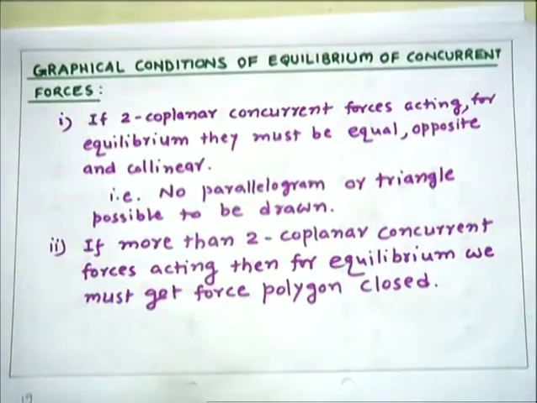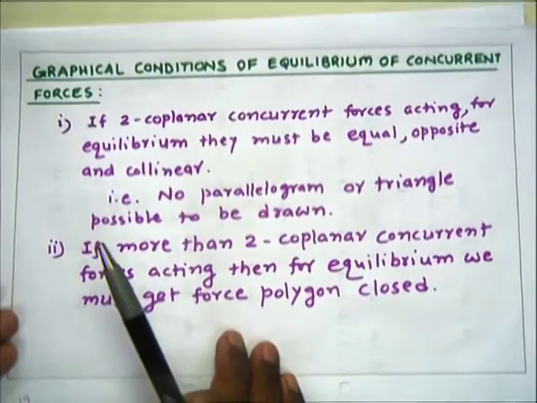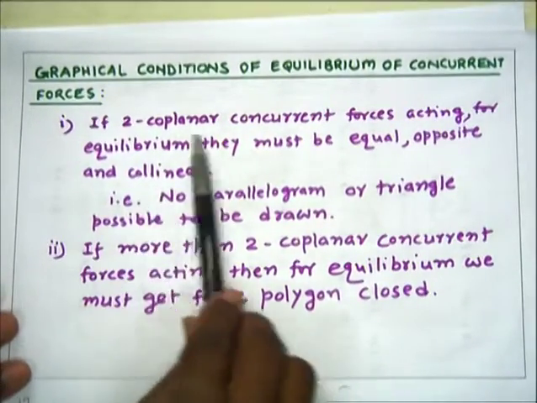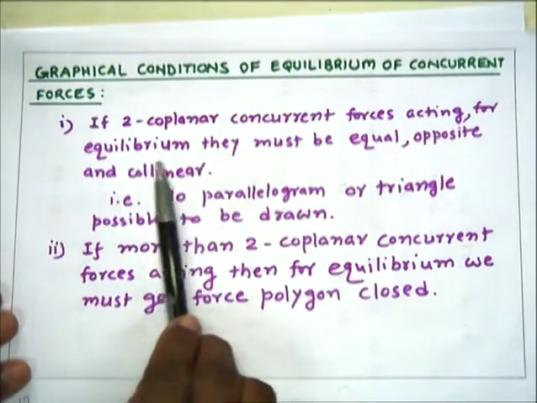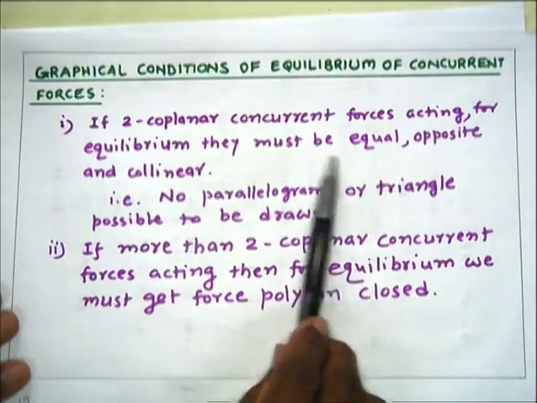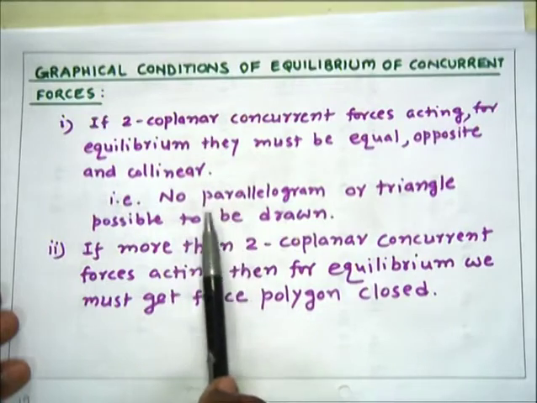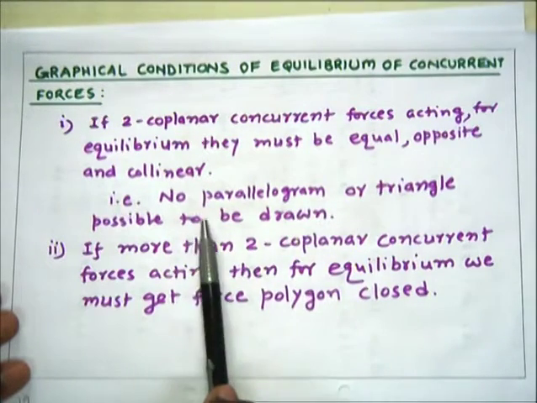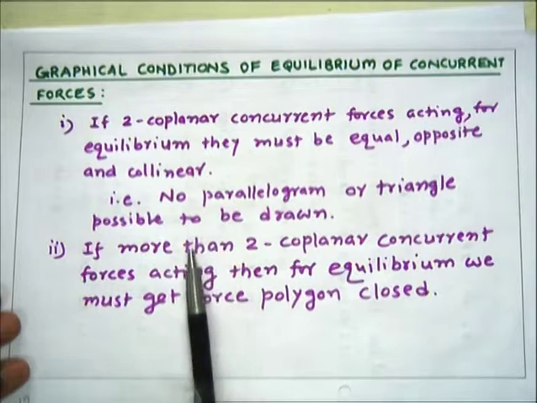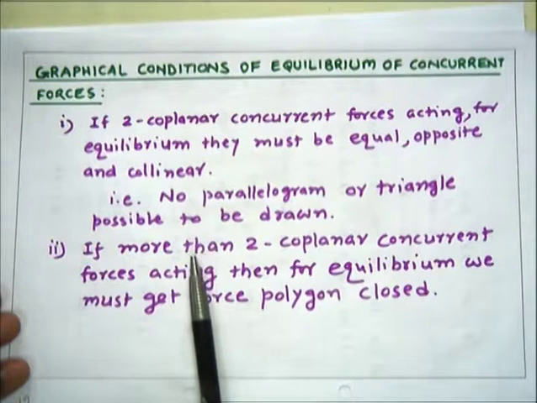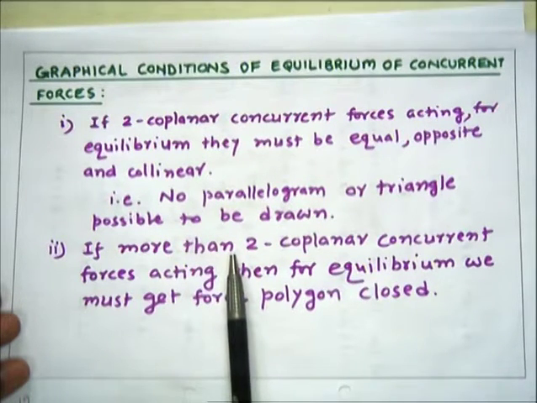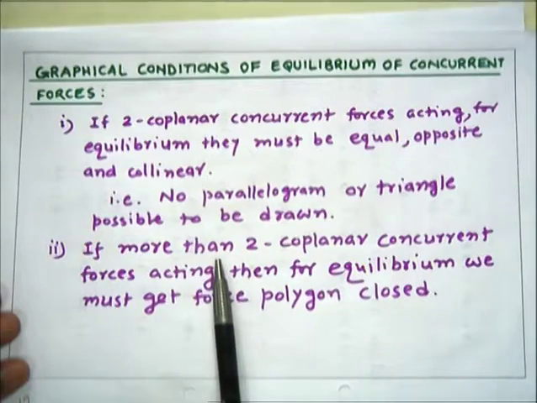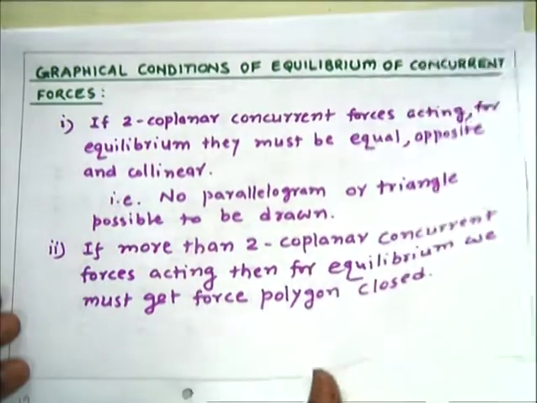For the graphical conditions for concurrent forces to be in equilibrium, if two coplanar concurrent forces are acting, for equilibrium they must be equal, opposite and collinear. That is, no parallelogram or triangle is possible to be drawn. And if there are more than two forces, we will not get an unclosed polygon, but we will get a closed force polygon. So this is what the graphical conditions are.